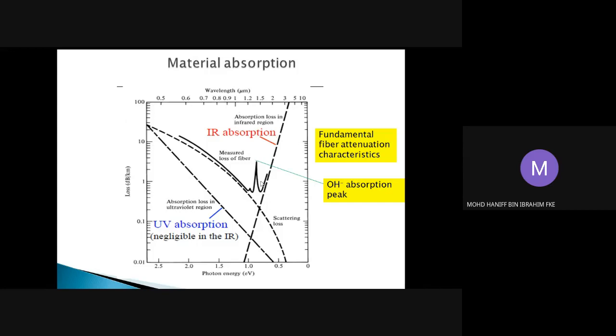There is also a graph which shows the loss due to hydroxyl ion, the OH negative. This is due to water. So when we have a water component in glass, it will incur loss, and this loss is due to hydroxyl ion. We're going to discuss it later on. But for this particular graph, it shows that the hydroxyl ion will have a peak at this value.